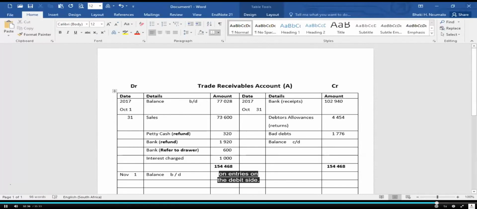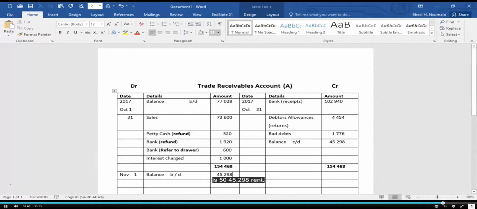So then you less all entries on the debit side. On the credit side, this is my 102,940, my 4,454, and my 1,776. So I'm sitting at 45,000. They owe the business 45,298. I think my figures are correct. Someone may confirm that. That is 45,298 rand. So this is my T account in the ledger, my complete ledger account, trade receivable account in the ledger. So this is how we balance the account in the ledger.